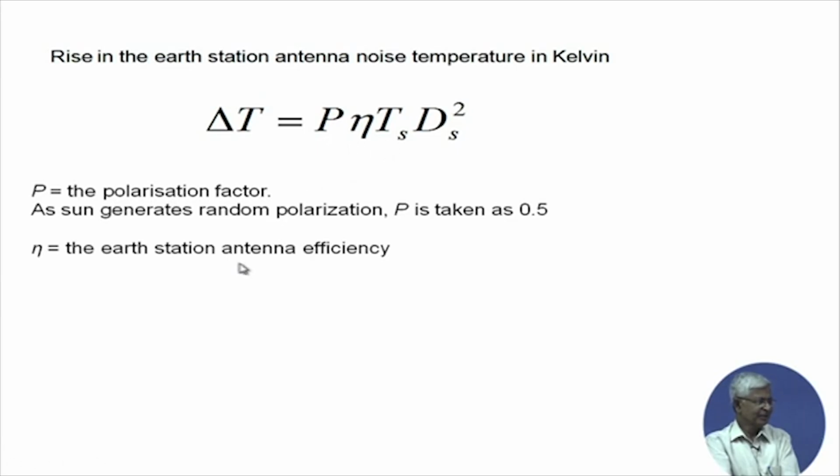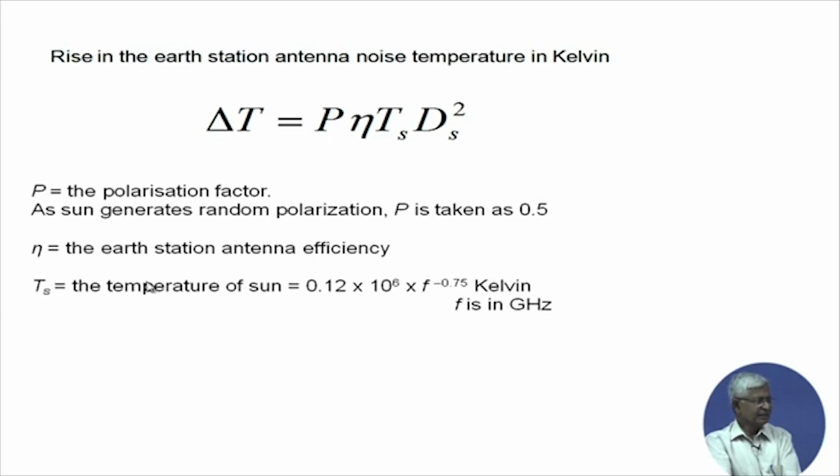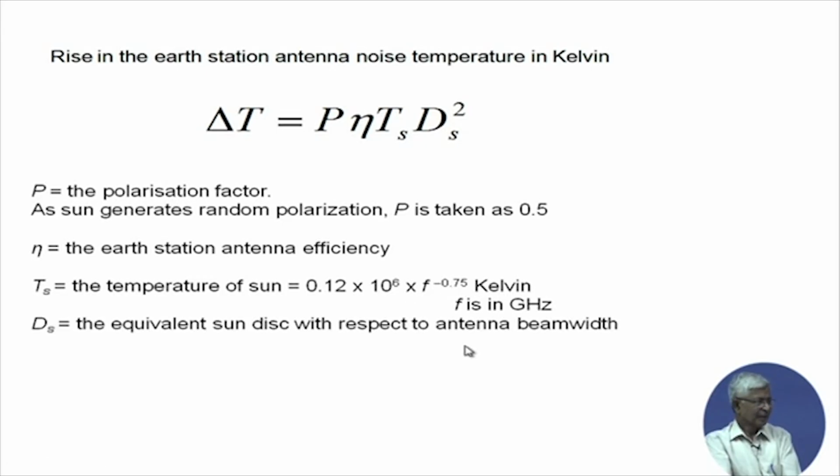Eta is the efficiency of the antenna, and Ts is the temperature of the sun, which depends on frequency. Roughly a model is given: 0.12 × 10⁶ f to the power minus 0.75, where f is in gigahertz. And ds is the equivalent sun disk with respect to antenna beamwidth theta, that is ds is 0.48 by theta for theta greater than 0.48 degree, and 1 for theta less than 0.48 degree. These are some rough numbers. So, on this basis some calculation of the temperature can be made.